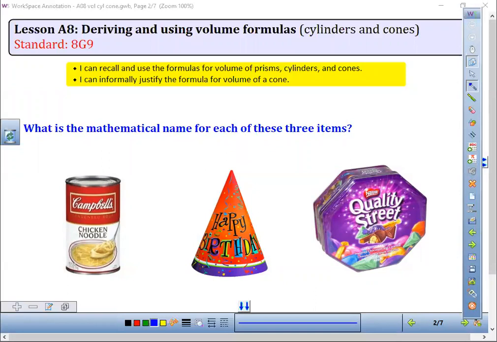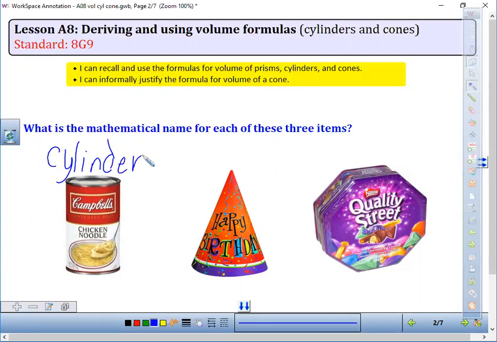So what is the mathematical name for each of these three items? Well, hopefully the can of soup we know is a cylinder. Then the hat for the birthday is a cone. And then the Quality Street is a prism.